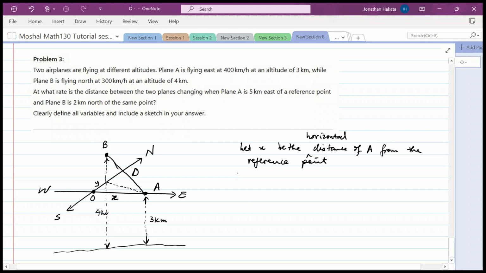Okay, let's define y again. Let y be the, again, horizontal, this is key, horizontal distance of B from the reference point. Okay, so you can clearly see that the horizontal distance of B from, we know that the vertical distance is just 1 kilometer. We know that it's only 1 kilometer from this north line.